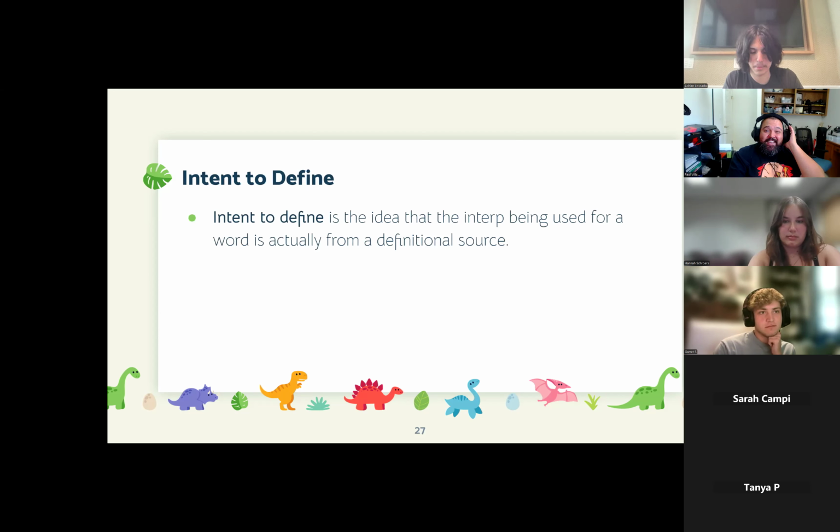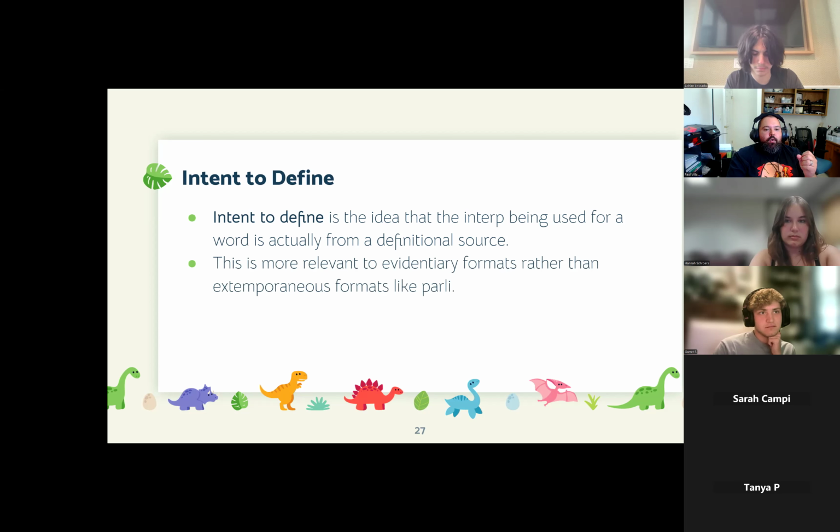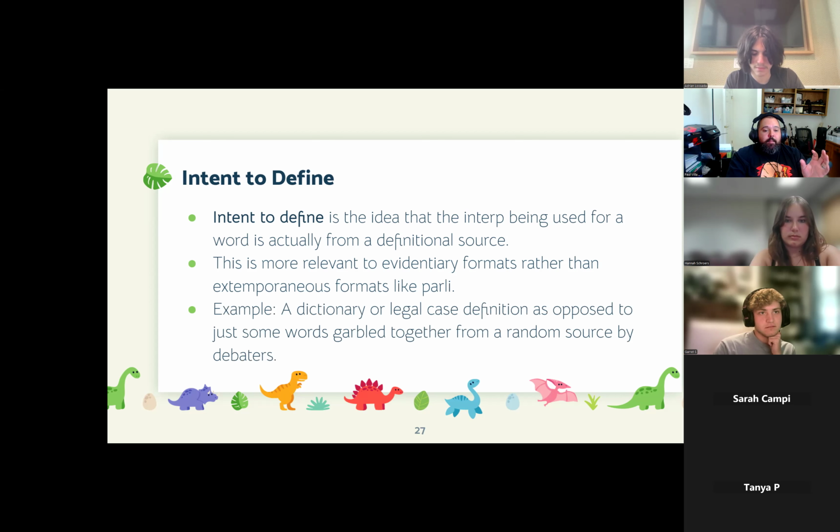Intent to define. Intent to define is the idea, I mentioned this earlier, but I should have defined it. Intent to define is the idea that the interp being used for a word is actually from a definitional source. Okay? So this is more relevant in evidentiary formats of debate rather than parley. But for instance, a dictionary or legal case definition where they actually are trying to define a concept is a lot better in theory than just some random thing that debaters highlighted down to try and say some words.